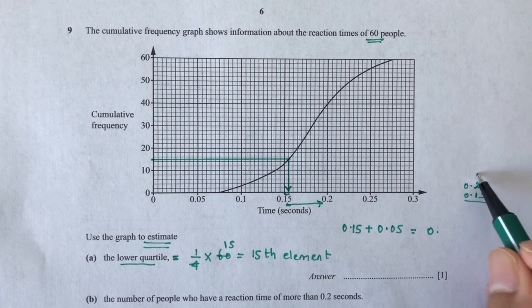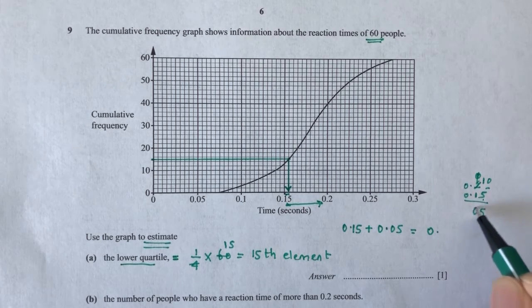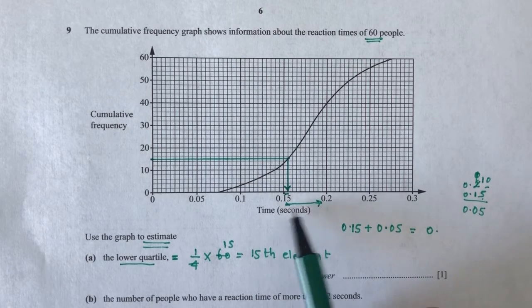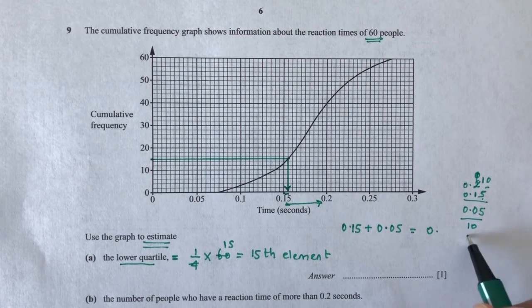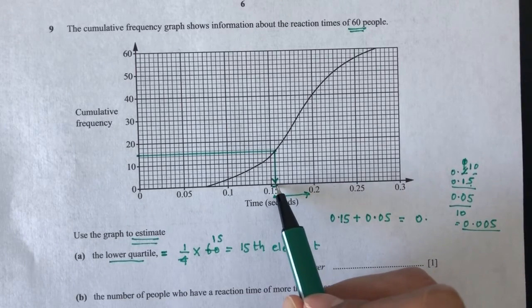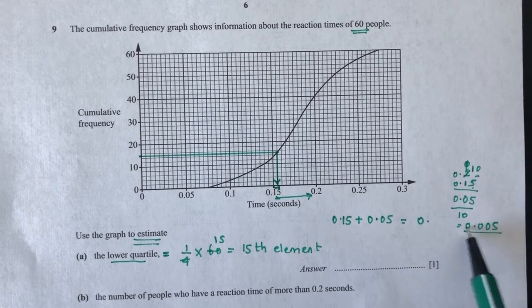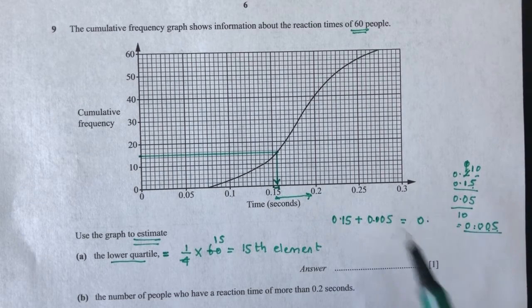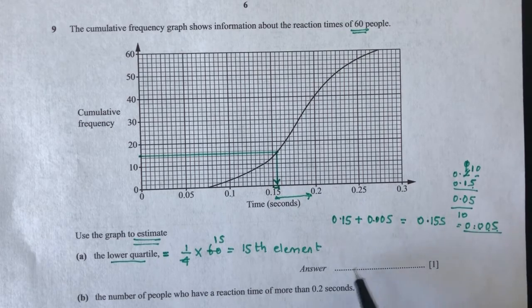So we have 10 minus 5 is 5, so 0.05. This distance for 10 squares is 0.05. So for 1 square, it will be divided by 10. We will have 0.005. So the length of 1 square is 0.005. So what is this reading here? This reading right here will be 0.15 plus 0.005, which is 0.155. So your answer for part A will be 0.155. Okay.